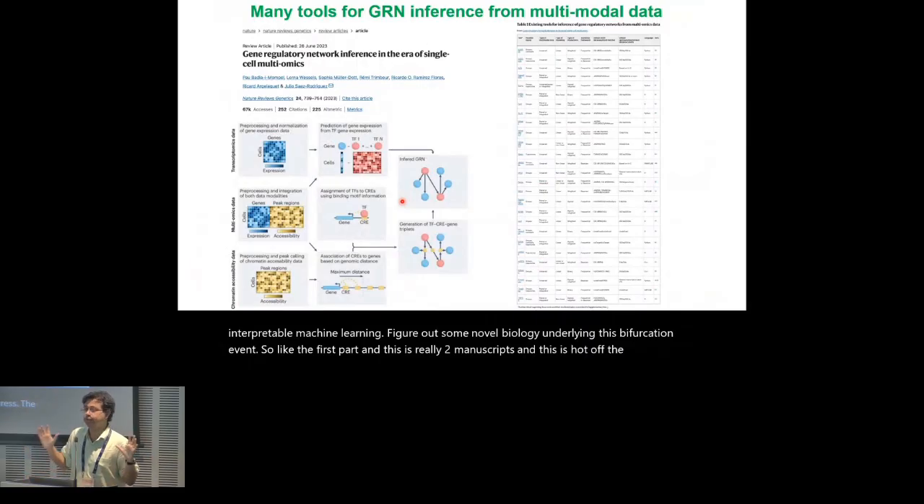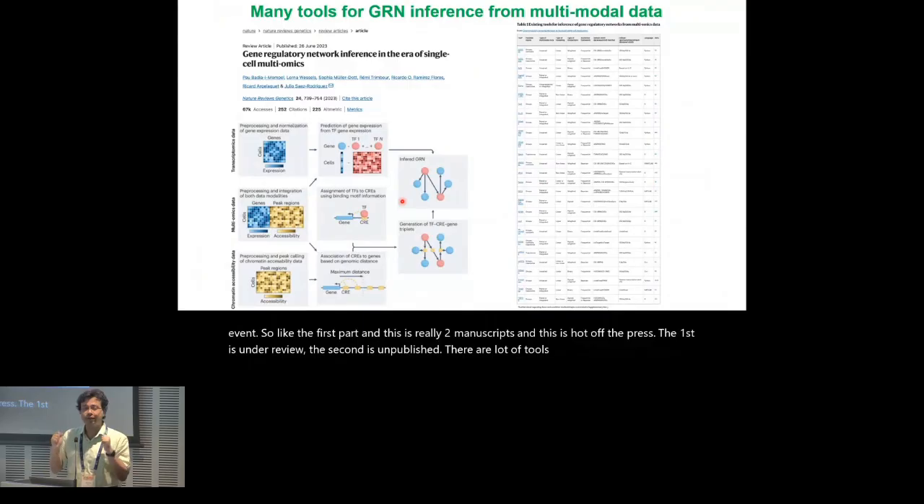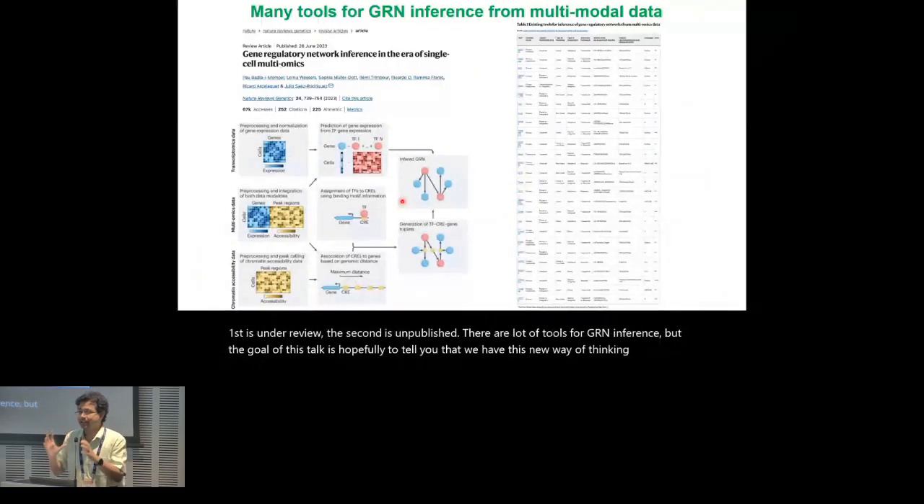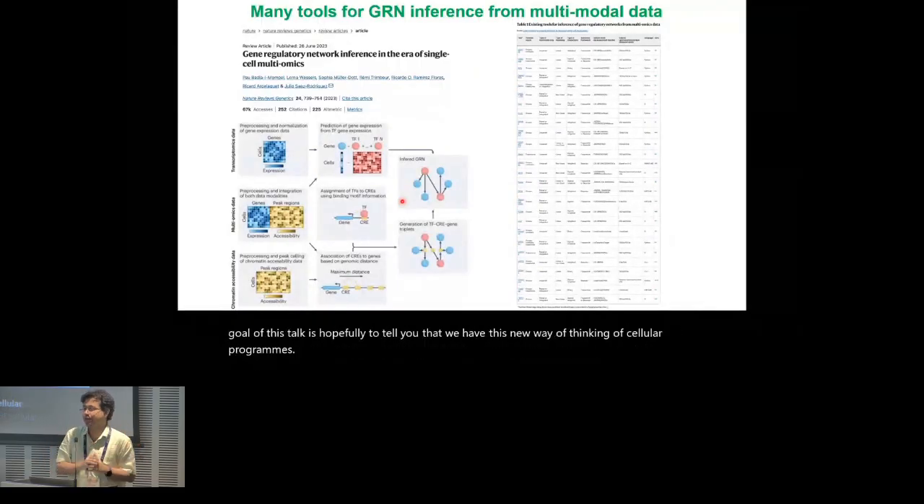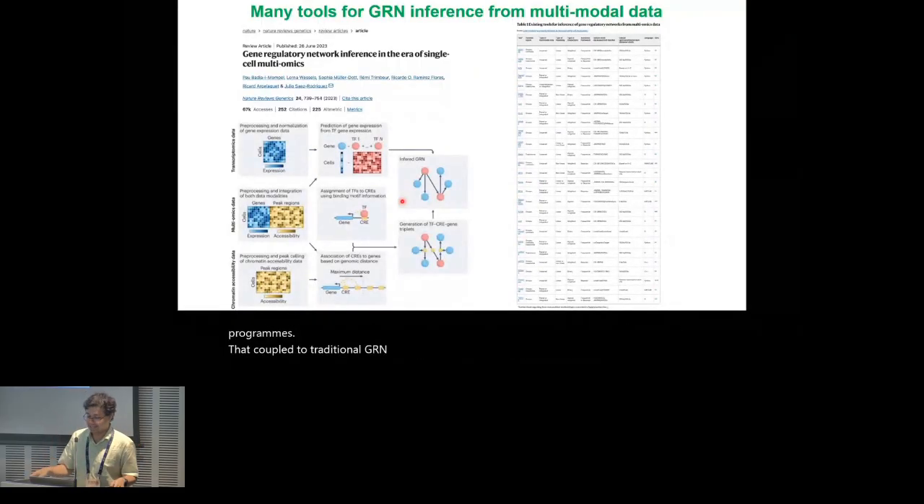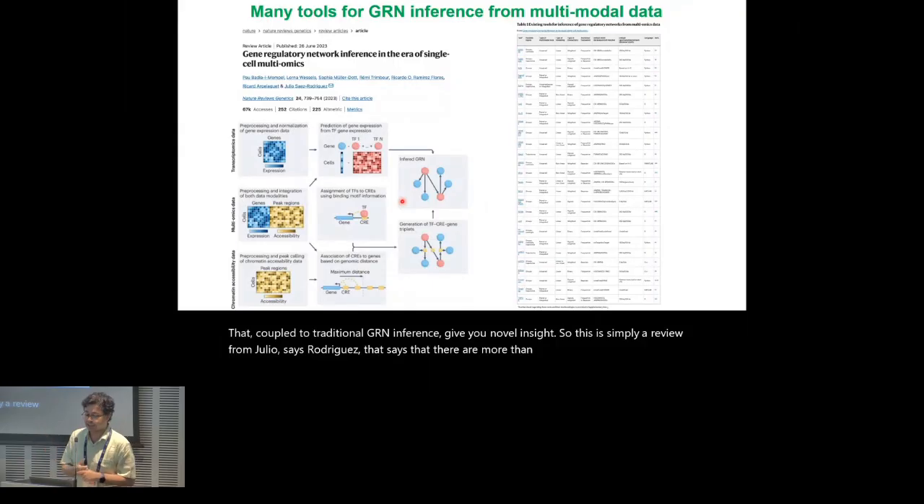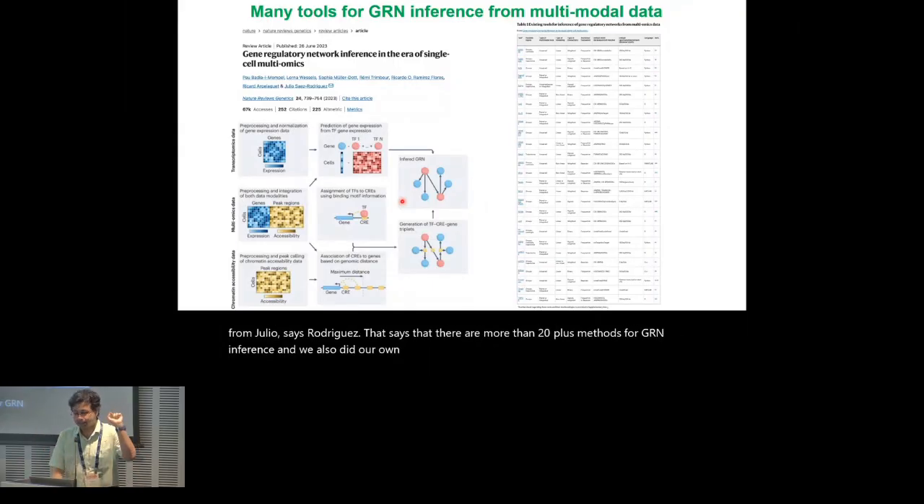There are a lot of tools for GRN inference, but the goal of this talk is hopefully to tell you that we have this new way of thinking of cellular programs that, coupled to traditional GRN inference, give you novel insights. So this is simply a review from Julio Saez-Rodriguez that says that there are more than 20 methods for GRN inference, and we also did our own GRN inference, but with a twist.